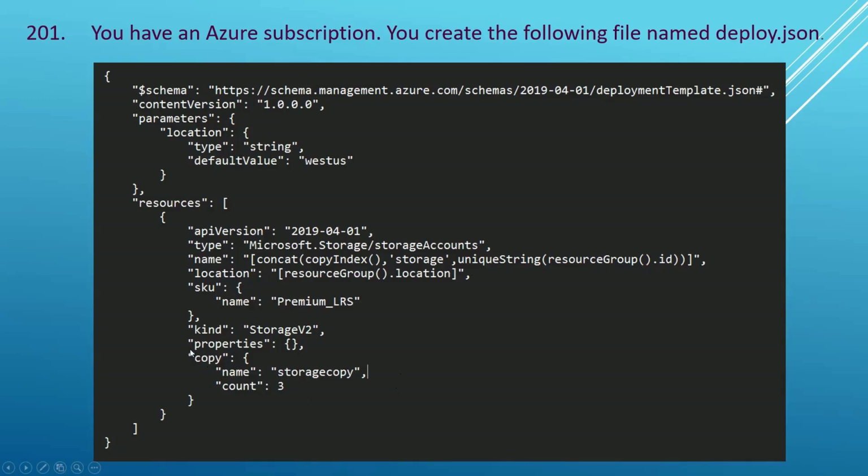The loop will iterate 3 times, and the iteration starts from 0 and goes to 2. So there will be 3 storage accounts. The names of the storage accounts would have 0, 1, 2, and then 0 would be followed by storage, and then that will be followed by a unique string which is generated by the resource group ID. And friends, if you are not specifying the location while creating the storage account, then the default location is defined as West US. Now let's look at the next part of this question.